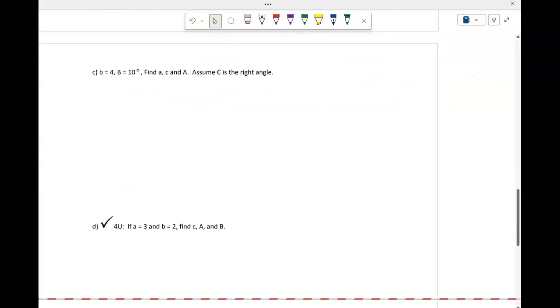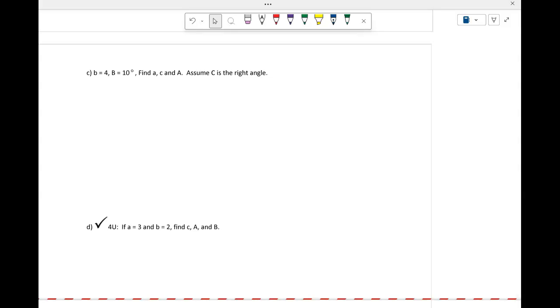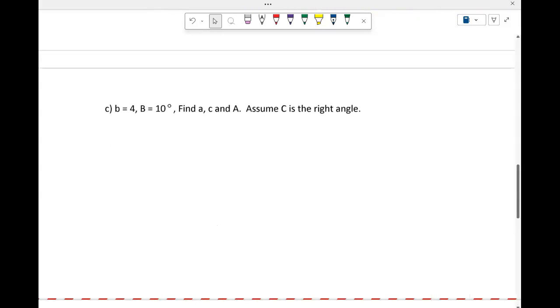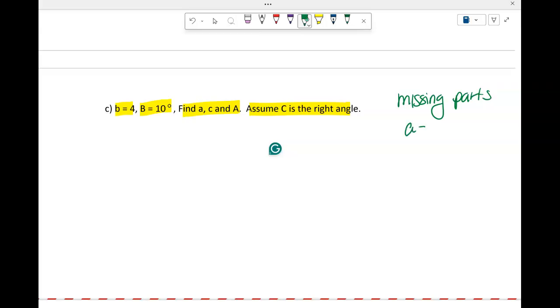Let's do C, and then it looks like D is your check for understanding. Now look at the difference between A, B, and C. A has all the labels, B has a right triangle but no labels. This one has no triangle at all, but it tells you all the stuff you need. It says, assume your C is a right angle, okay? And it says little b, remember little b is the leg, big capital B is the angle, 10 degrees, and we're missing these. So let's find those missing parts: little a, little c, and big angle A.